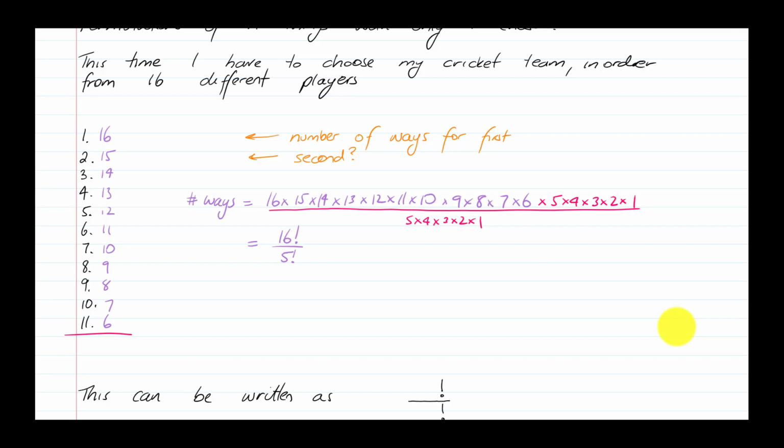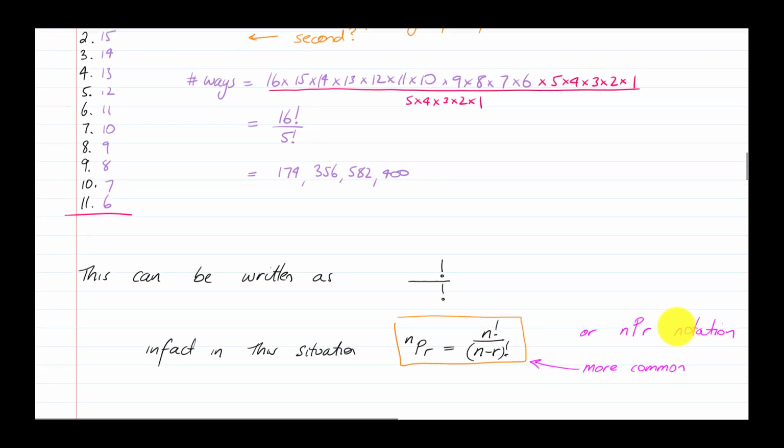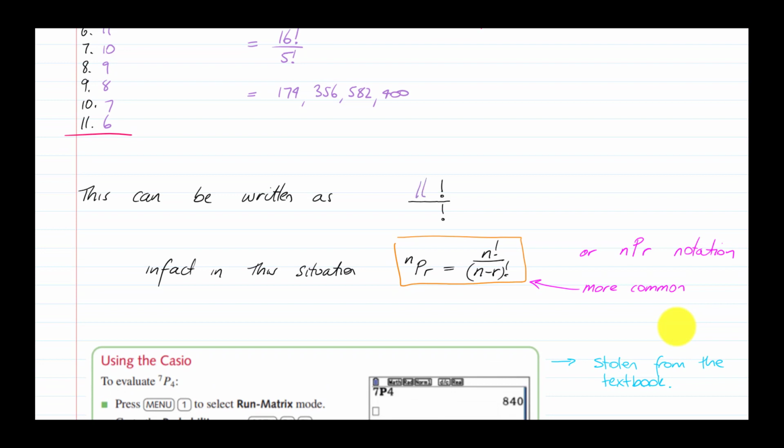So of course you're probably interested to know what this number looks like, and we know it gets big, so we get 174,356,582,400, which is not actually that big. So I've already been through this. This can be written as 16 factorial over 5 factorial.